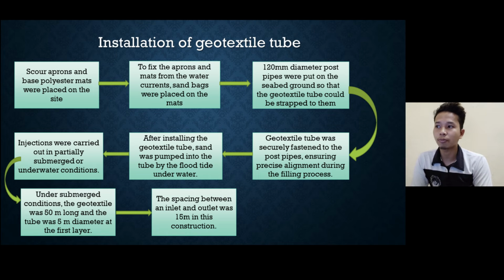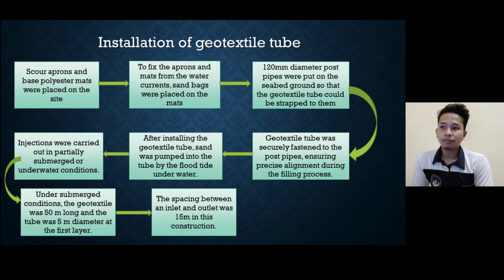Next is the installation of the geotextile tube at the site. First, scour aprons and a base of polyester mats were placed on the site. Second, to protect the apron and mats from water currents, sandbags were placed on the mats. Third, 120 mm diameter post pipes were put on the seabed so that the geotextile tube could be strapped to them. Fourth, the geotextile tube was securely fastened to the post pipes, ensuring precise alignment during the filling process.